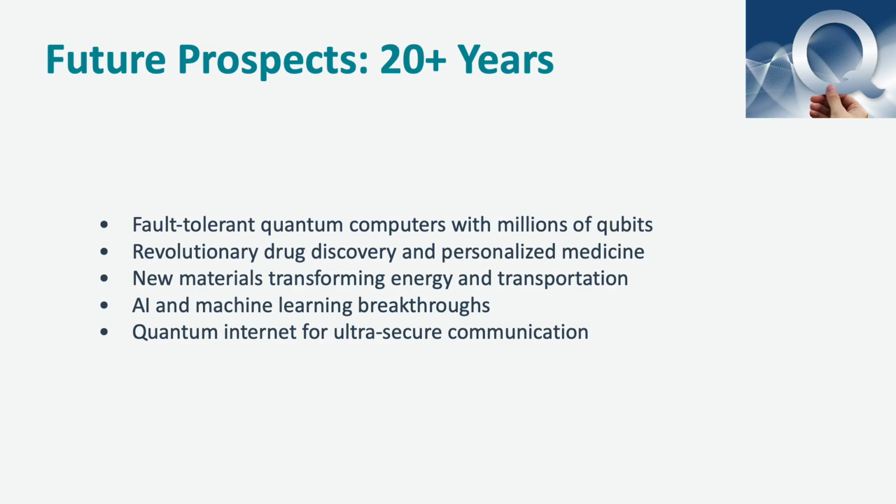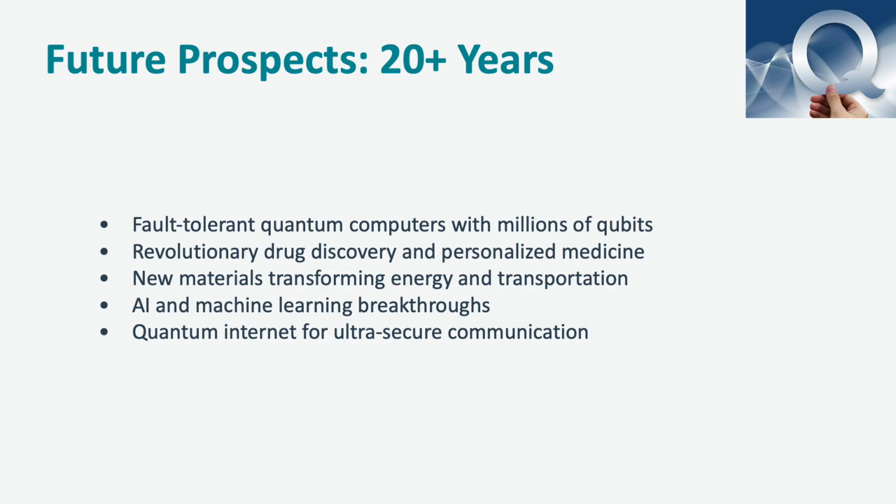In drug discovery, quantum computers might reduce the development timeline from 10 to 15 years to perhaps 5 to 7 years and enable truly personalized medicine where treatments are designed for an individual's specific genetic makeup. New materials discovered through quantum simulations could transform energy systems. Imagine batteries with 10 times current capacity, room temperature superconductors that revolutionize power transmission, or ultra efficient solar panels that make renewable energy far more economically viable than fossil fuels.